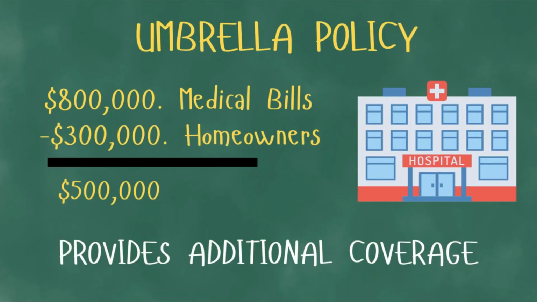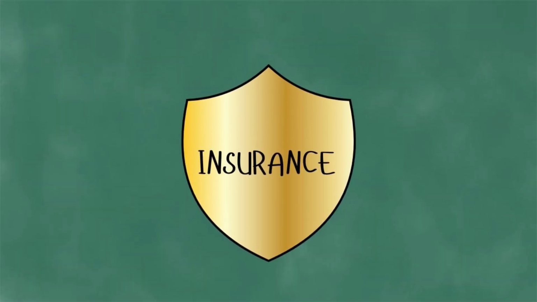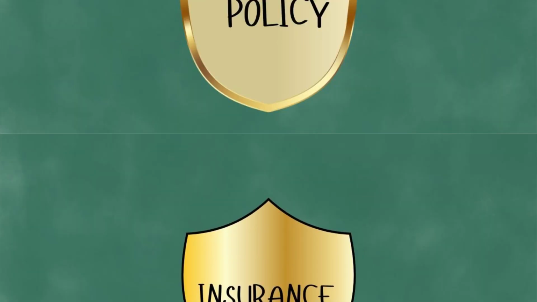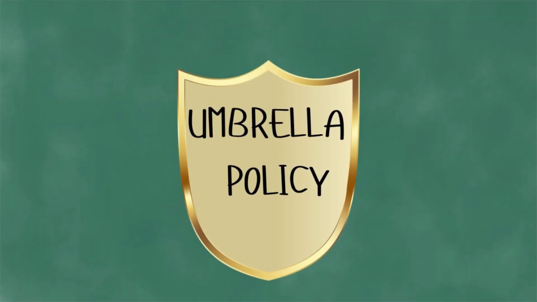An umbrella policy provides additional liability coverage above your existing policy limits. So after your homeowner's insurance pays its maximum amount, your umbrella policy can cover the remaining balance, up to its own limit. Without the umbrella policy, you could be personally responsible for that extra $500,000. Think of it like this: regular insurance is your first shield. Umbrella insurance is your backup shield protecting everything else.